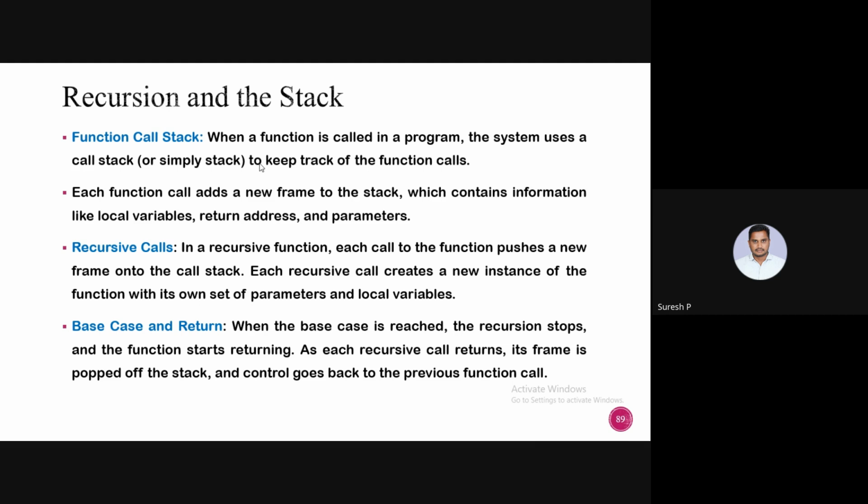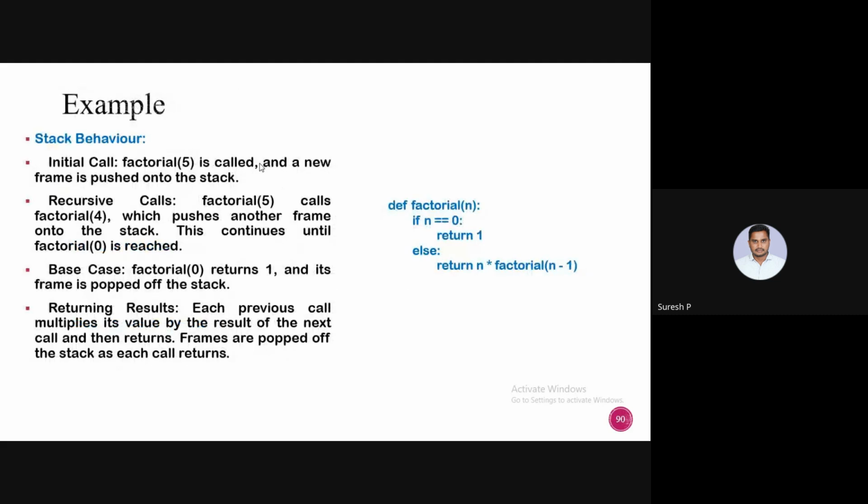So here we will have the base case and return. When the base case is reached, the recursion will be stopped and the function starts returning. As a recursive call returns, its frame is popped off from the stack and control goes back to the previous function call. Okay.